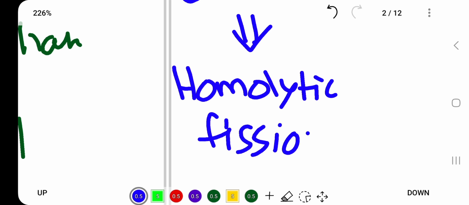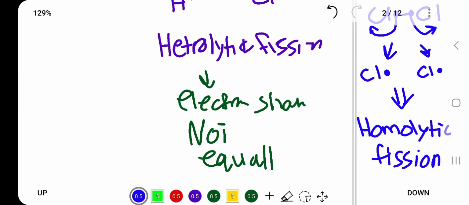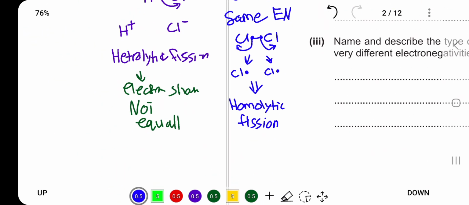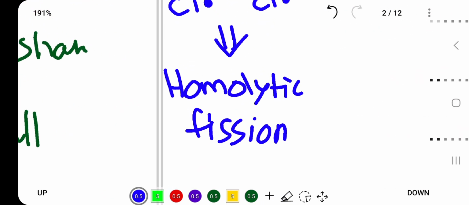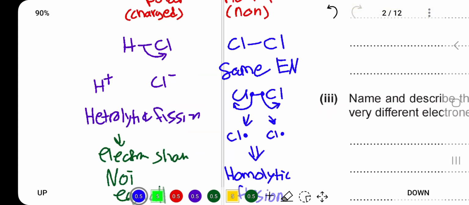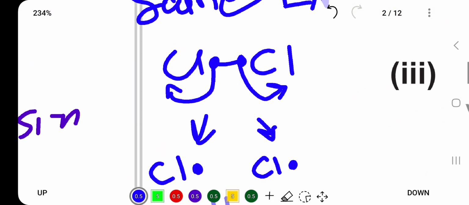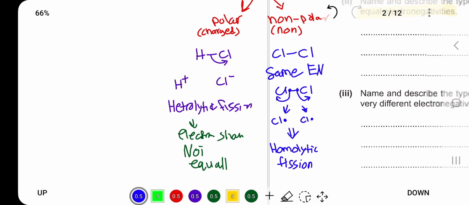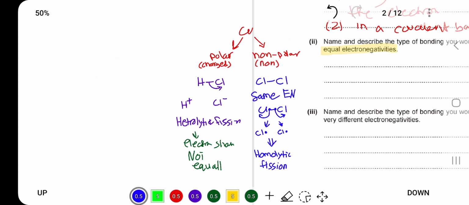Alright? The polar, like the HCl, was heterolytic, and the non-polar, like Cl2, is homolytic. Alright, so these are the equally shared electrons. These, they do not equally share the electrons. Hopefully understood.